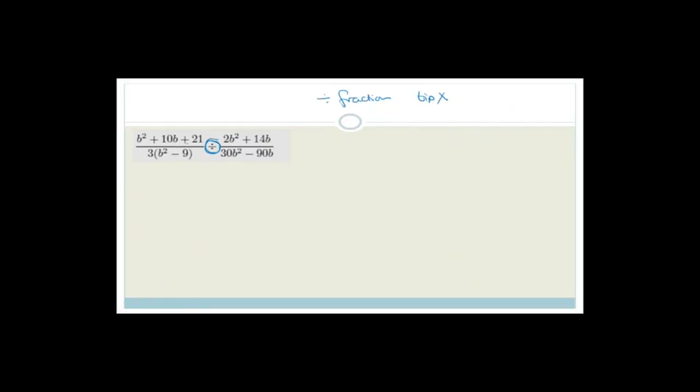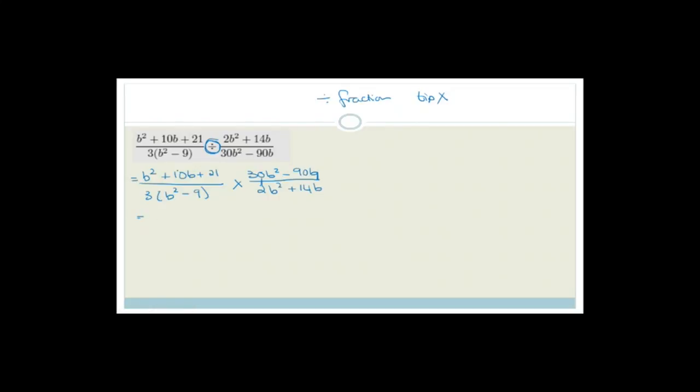So what we're going to do is factorize the top of this and the bottom of this, and we're going to tip and times and leave this as it is and just write it in the tip and times form, and then we'll factorize. In fact, let's tip and times first just to make sure you understand. So we're going to write b squared plus 10b plus 21 all over 3b squared minus 9. And what do we do? We tip and times this. So it times, and then the numerator now is 30b squared minus 90b all over 2b squared plus 14b.